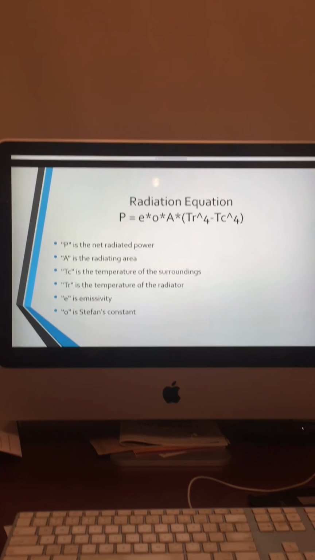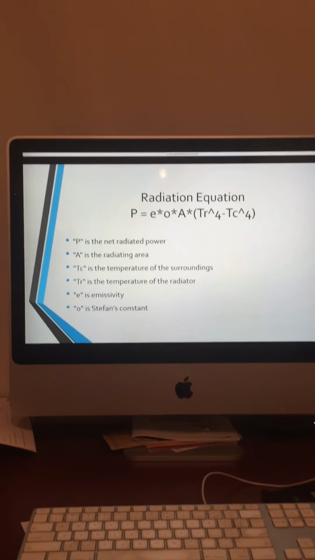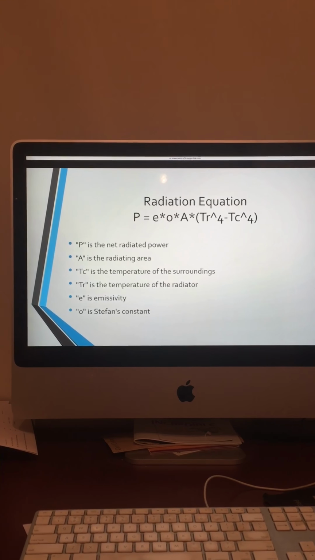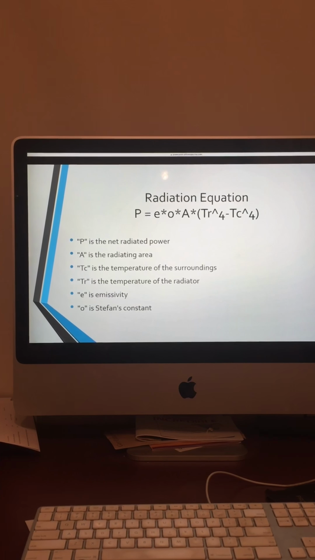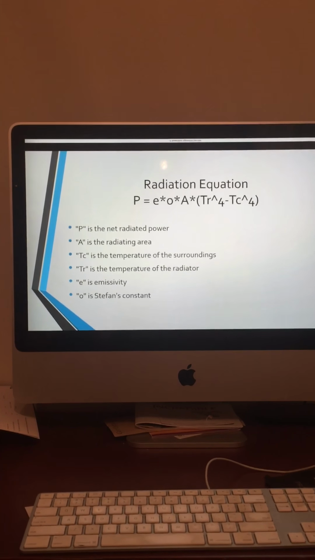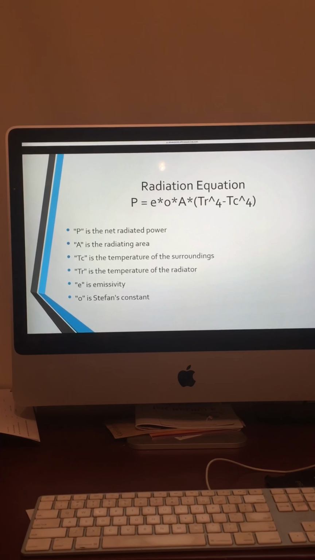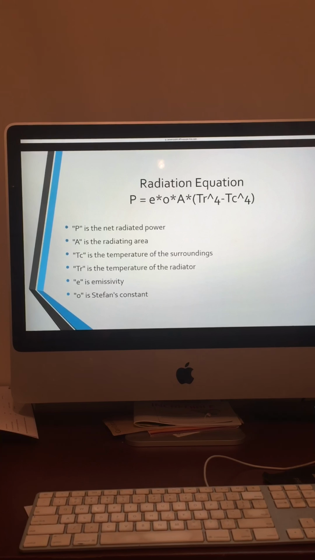Radiation equation, P equals E times O times A times (TR to the fourth power minus TC to the fourth power). P is the net radiated power, A is the radiating area, TC is the temperature of the surroundings, TR is the temperature of the radiator, E is emissivity, and O is Stefan's constant.